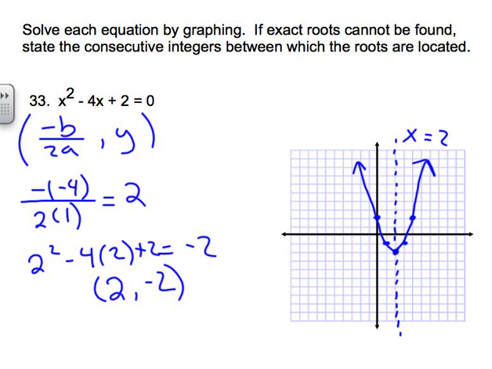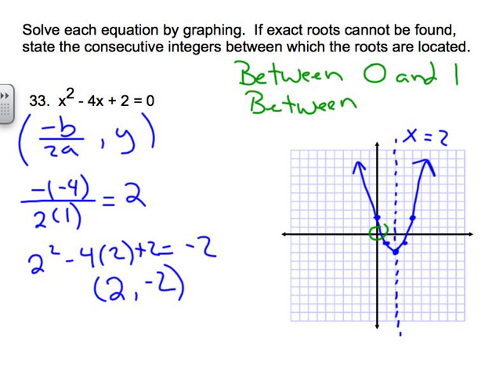Now, when I graph it this time, I notice that I'm not hitting an integer. So when you don't hit an integer, you have to give the integers it's between. So my first point is going to be between 0 and 1. The second point that I'm looking for the solution is between 3 and 4. So if you don't have an exact solution, that's how you give your solution.